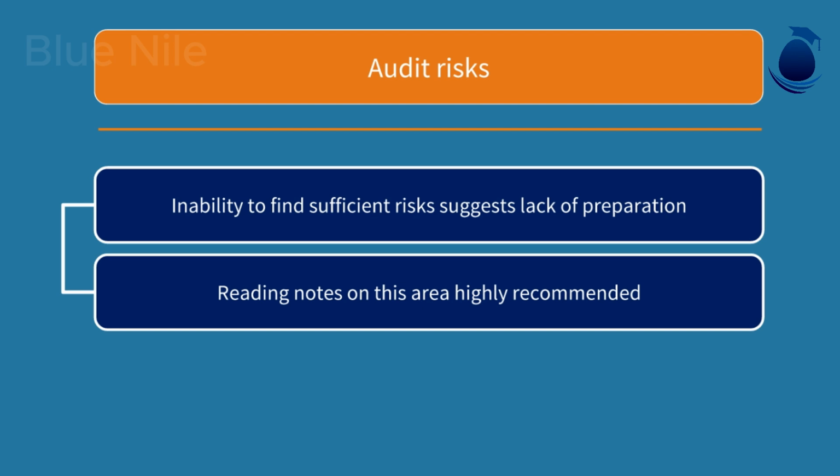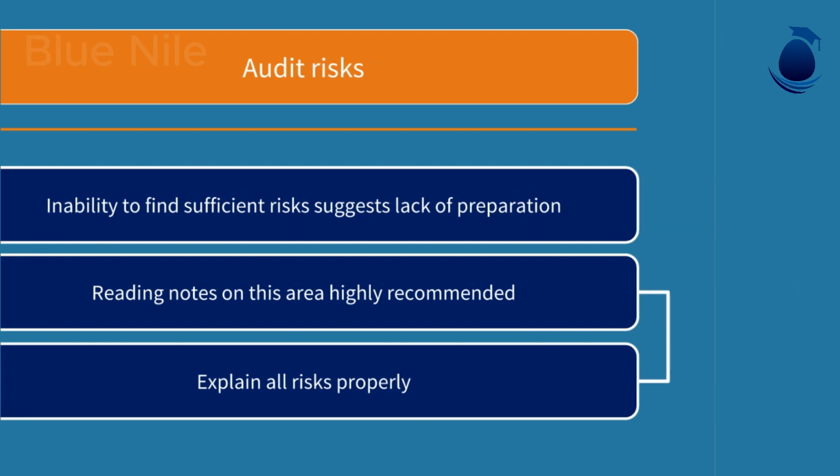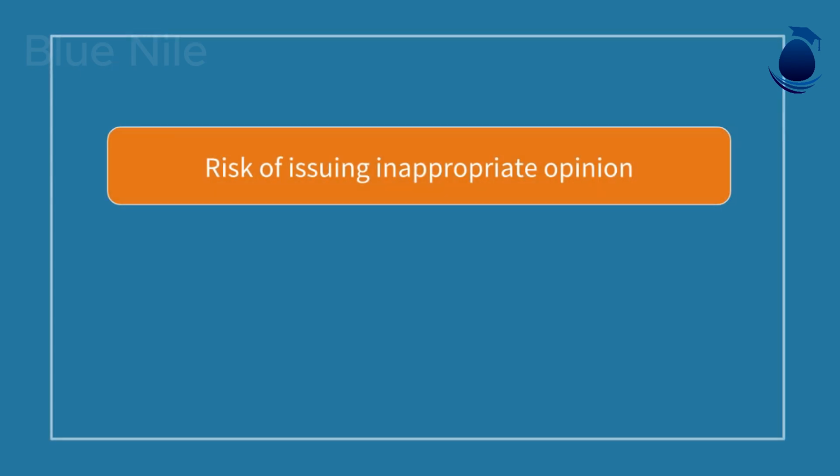If you have found plenty of audit risks in the scenario, your next milestone is to be able to explain the audit risk properly. This is where typically most candidates fall down in the exam. For us to explain an audit risk properly, we need to know what an audit risk is. An audit risk is the risk of the auditor producing an inappropriate opinion on the financial statements. For example, stating that the financial statements are true and fair when they are not.